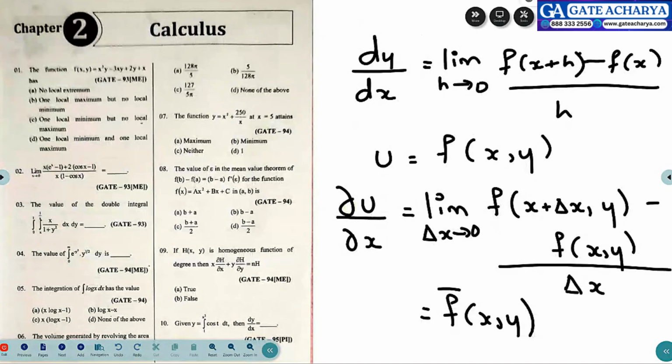Okay, this function is not clear. Write down the first question, number 1. The function is f of x comma y equals x square y minus 3xy plus 2y plus x. x square y minus what? 3xy plus 2y plus what? x. You have to find the answer for this. Can you start?